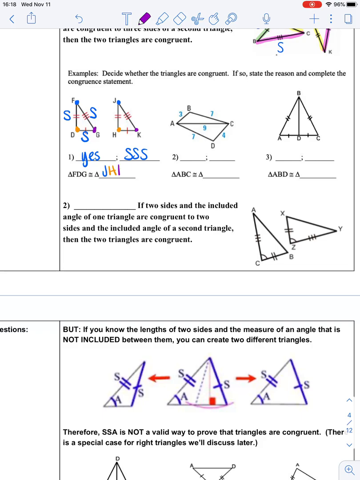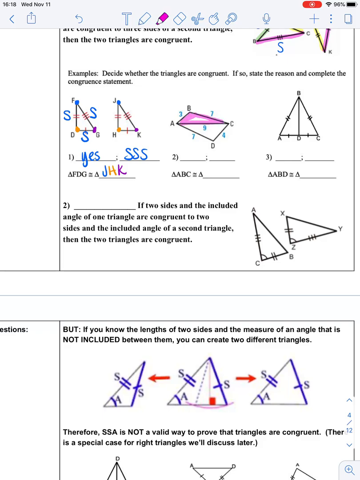And then we have G matches with K. So I can say that triangle FDG is congruent to triangle JHK because I have 3 sides of one triangle congruent to 3 sides of another triangle. So we look at problem number 2.